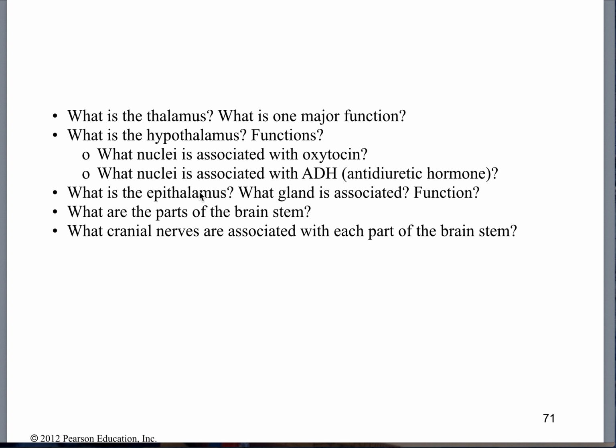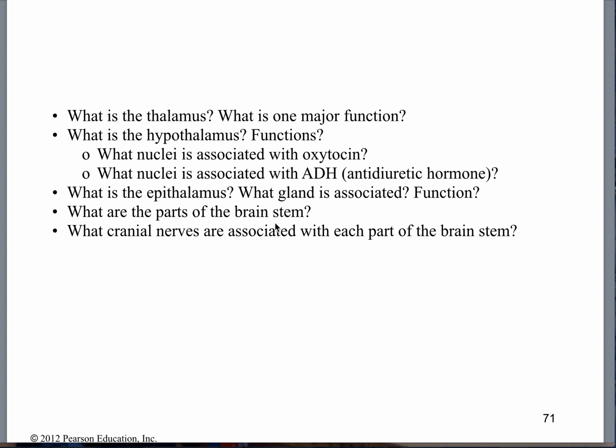So what gland is associated with the epithalamus? We said it was the pineal gland. What is the function? To release or make melatonin to aid in the sleep-wake cycle. What are the parts of the brainstem? Midbrain, pons, medulla. So midbrain, 3, 4. Pons was 5, 6, 7, 8. Who do we appreciate? Pons. Pons. Yay, pons. And then medulla was 9, 10, 11, 12.